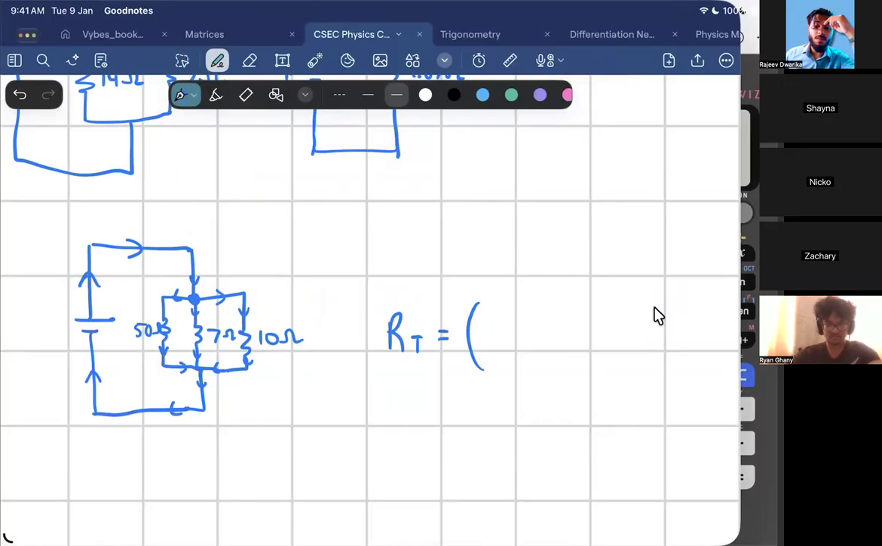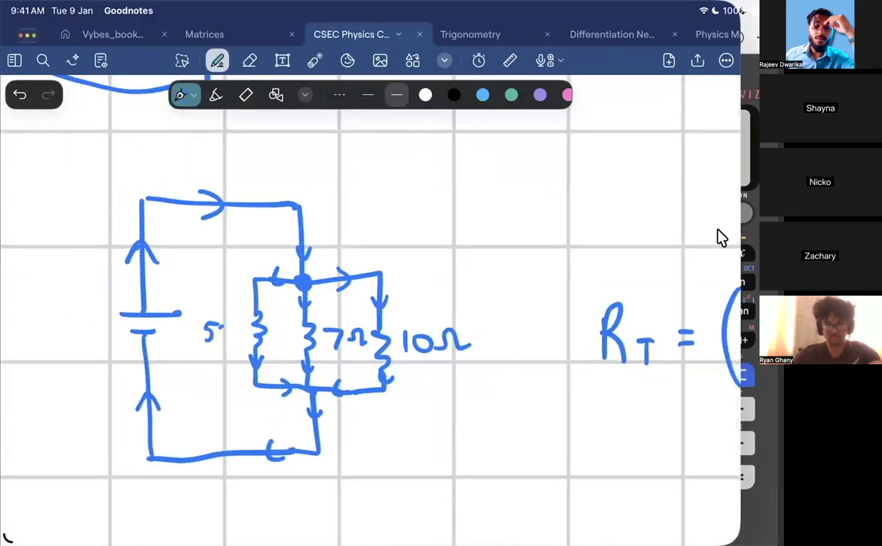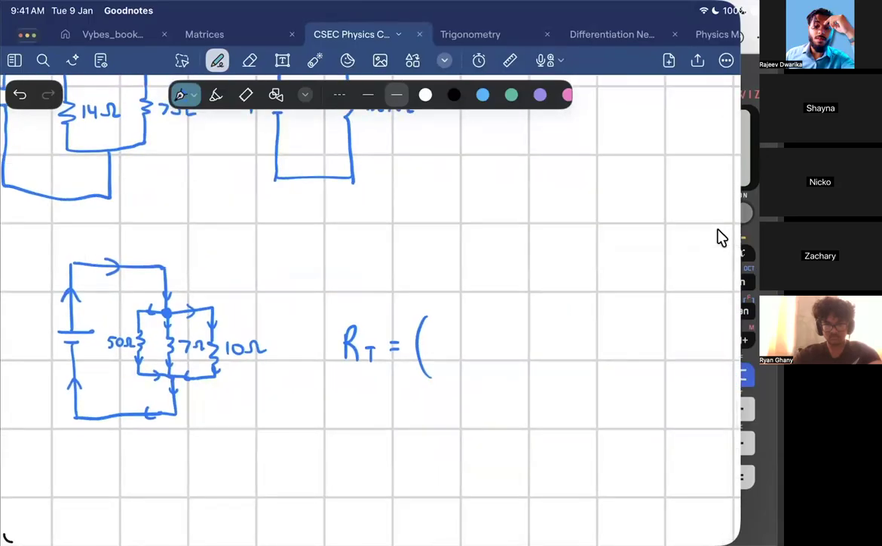Somebody tell me, watch your brackets. I just want to see if you have the idea. 1 over 50. Wait, I know it's looking a bit scrappy, so let me make it a little neater. 50 ohms, 7 ohms, 10 ohms, right? Tell me what to put exactly. 1 over 50 plus 1 over 7 plus 1 over 10, all to the power negative 1.